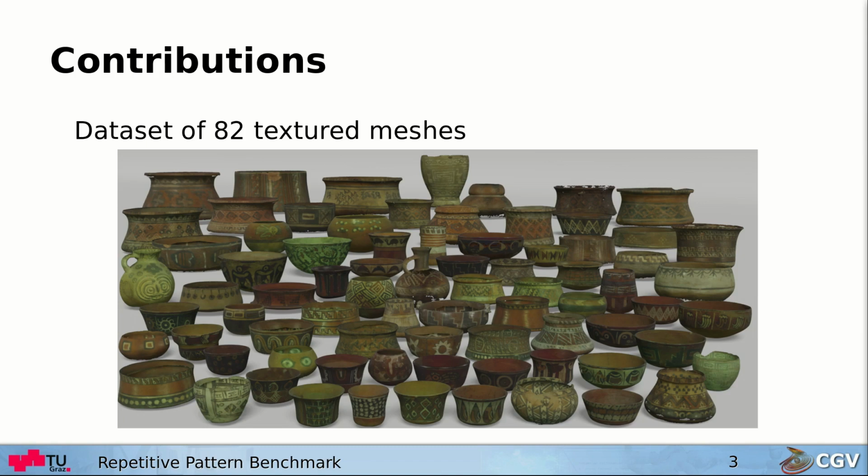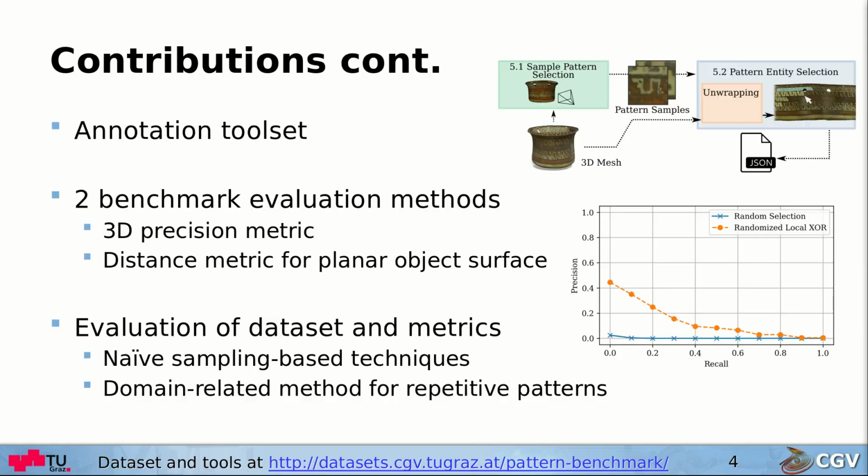A big advantage of our dataset is also that we have real-world objects. We present an annotation tool set with an appropriate workflow which we used for obtaining said annotations. Moreover, we propose two orthogonal evaluation metrics for ranking different recognition methods.